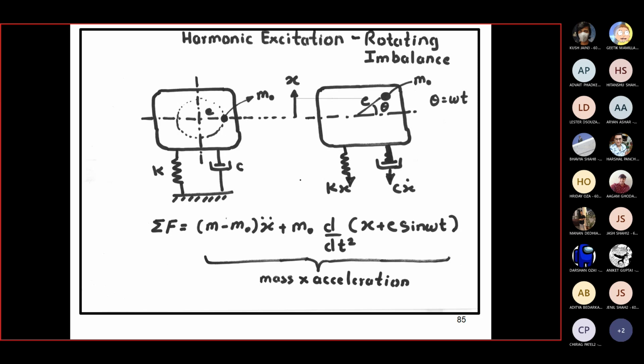So the first application which we studied was rotating imbalance. Okay? In this case there is an unbalanced mass m0 which is rotating at a radius of e. When I apply D'Alembert's principle, the summation of F is equal to (m minus m0) x double dot plus m0 times the second derivative of the total displacement, that is the translational plus the rotational. This mass m0 is translating as well as rotating, while the rest of the mass is only translating, so I have subtracted m0 from the whole.